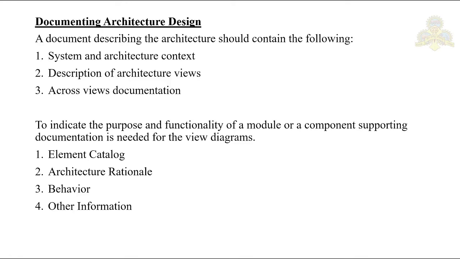So documenting your architecture is important. You have to create the architecture, and you have to maintain it and document it properly. Just like different projects require different types of views, different projects will need different levels of detail in their architecture documentation. Whenever you are documenting an architecture, it should have first, the system and architecture context. Second, the description of the architecture views. Third, cross-view documentation. We will see these one by one.